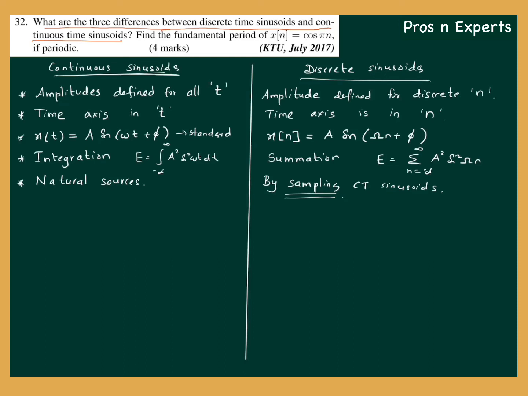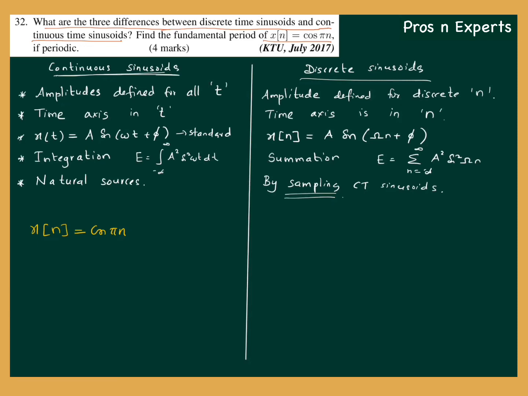And there is one more part which asks us to find out the fundamental period of x of n equal to cos pi n. This is a very simple question, very simple indeed. You are given x of n is equal to cos pi n. Okay.